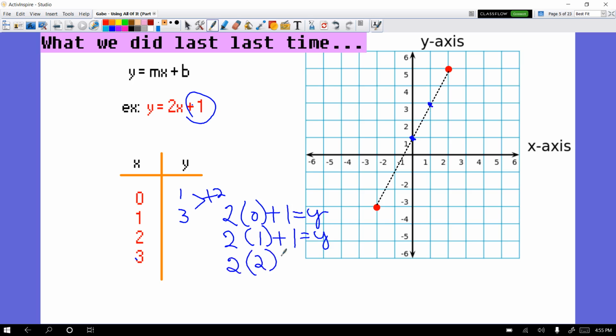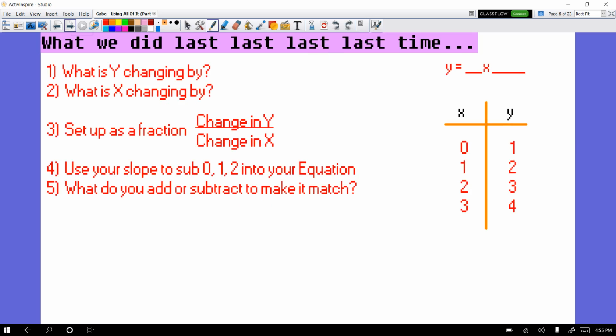2 times 2 plus 1 equals your y value, which is 5. You can see it increased by 2. So that's that one. And this continues on and on and on. This is how you know you're on the right track. All of these methods combined will make sure that you have a 100% chance of getting all of this correct.